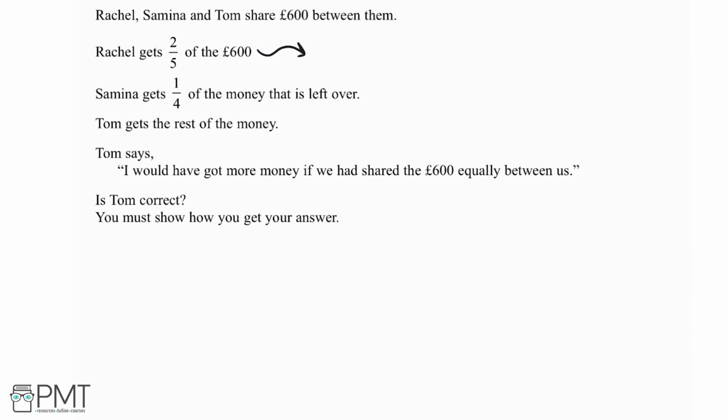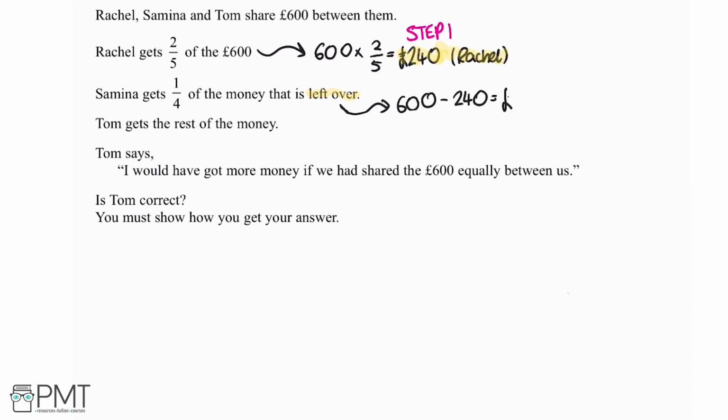So starting off with this line here, Rachel gets 2/5 of the £600. Well, if we do 600 multiplied by 2/5, that gives £240. Now, Samina gets 1/4 of the money that's left over. We know that in total there's £600, and because Rachel got 240, that gives us £360. And in the same way that we did before, Samina's getting 1/4 of this money. So we're going to do 360 multiplied by 1/4, giving them £90.